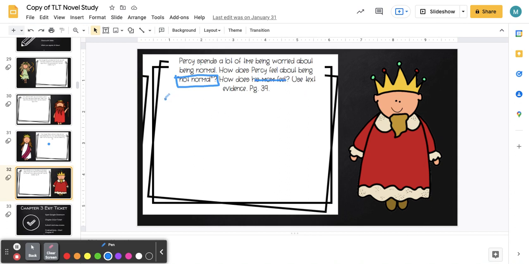You have two questions here. So you're going to tell me, how does Percy feel about being not normal? How does Percy's mom feel about Percy not being normal? And then you're going to wrap it up with some text evidence, okay? So you're going to look at question 4, the excerpt that's there, and read through that. You're going to come back to me and tell me how Percy feels about being not normal, how Percy's mom feels about him being not normal, and then you're going to wrap it up with some evidence, okay?